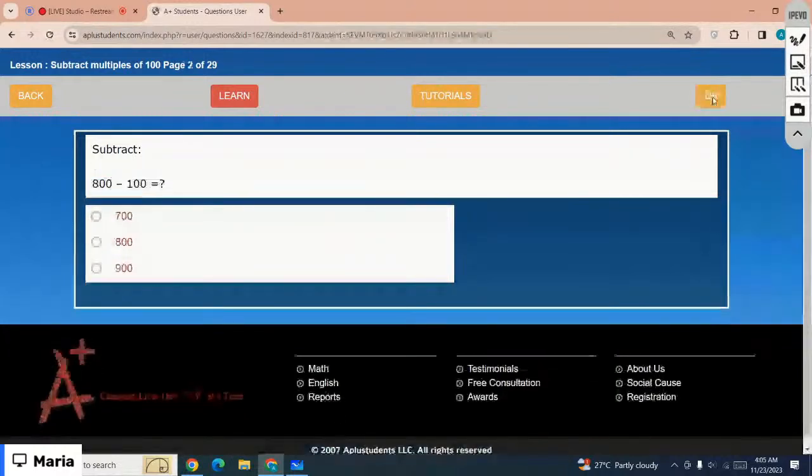Subtract 800 minus 100. Which is the correct option? Yes, 800 minus 100. You just have to subtract the non-zero values, that is 8 minus 1, and 8 minus 1 is 7. So the correct option is 700. Option number 1 is the correct option.